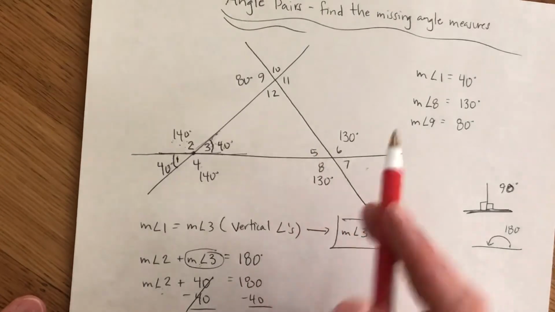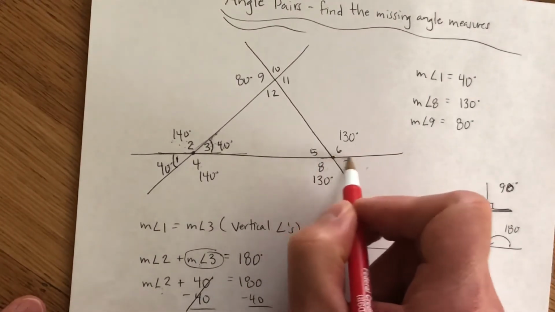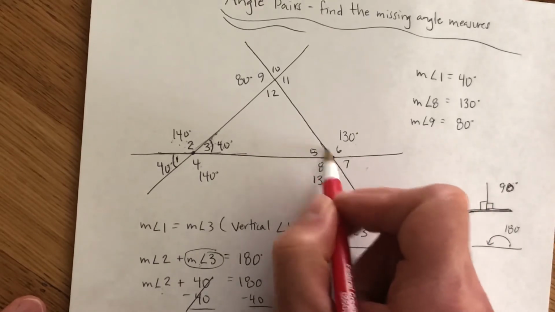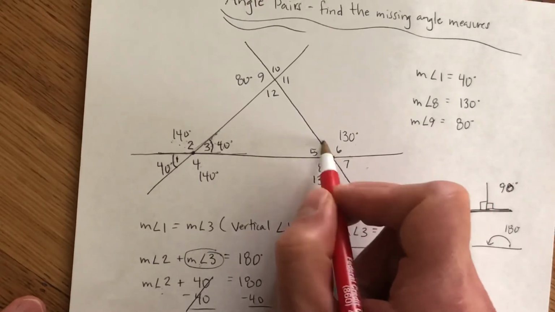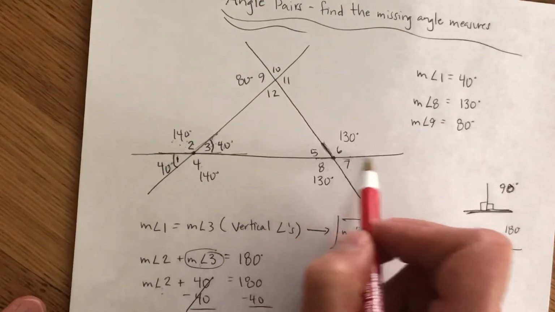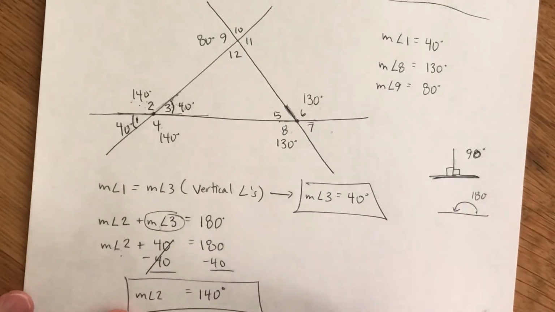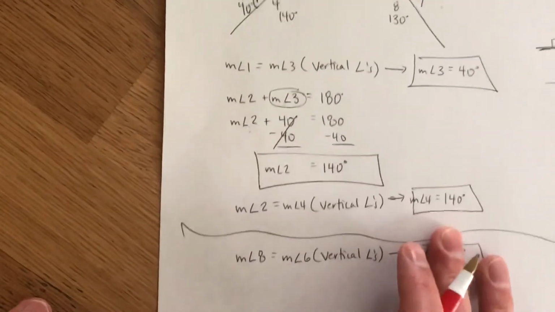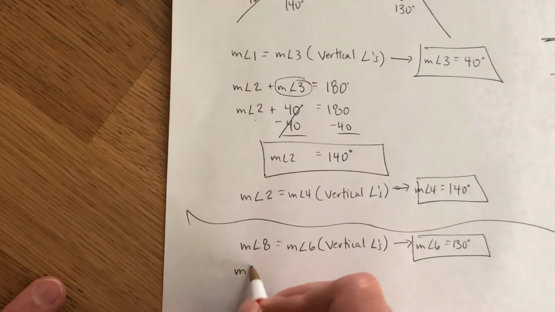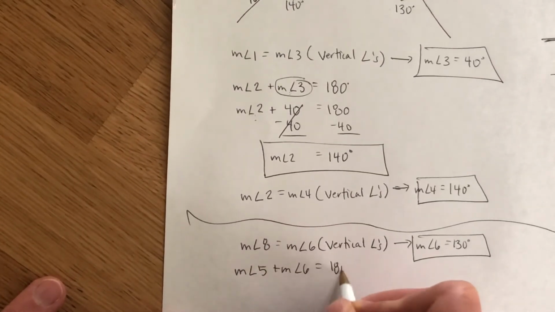So these two angles here, they share this vertex. This is the vertex for angle 5 at the same time as the vertex for angle 6. And they share this side. This side here is part of angle 5, and it's also part of angle 6. And when we put them together collectively, they make this straight segment here. And any straight segment has to add up to 180 degrees. So that allows us to create this equation. The measure of angle 5 plus the measure of angle 6 equals 180 degrees.